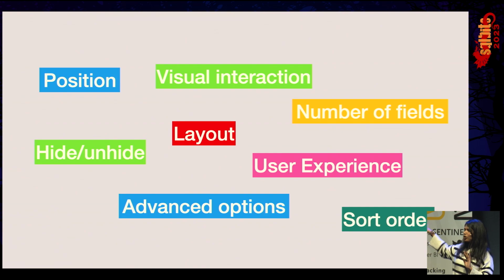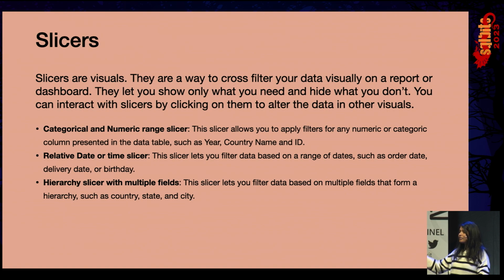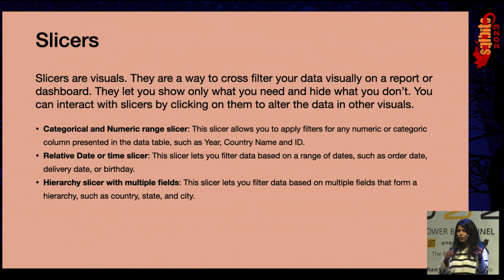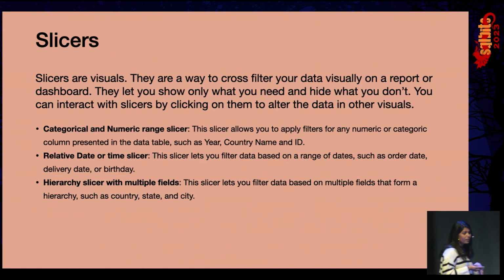Before we understand the different use cases, let's try to understand what slicers and filters are. Slicers are just visuals. Just like any other visual we have in Power BI Desktop or the Power BI service, slicers are also visuals. However, based on the type of data you add onto your canvas, they behave differently. Overall, we have three types of slicers: categorical slicers, date slicers, and hierarchies.